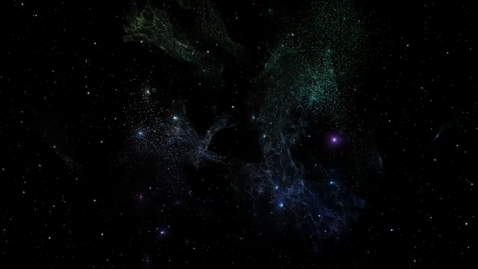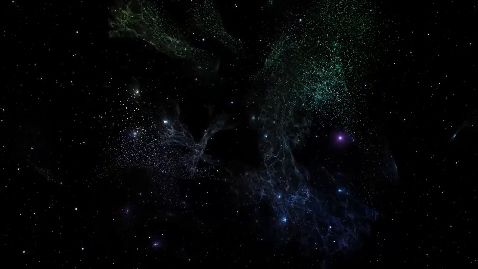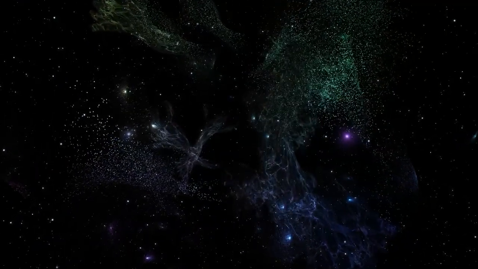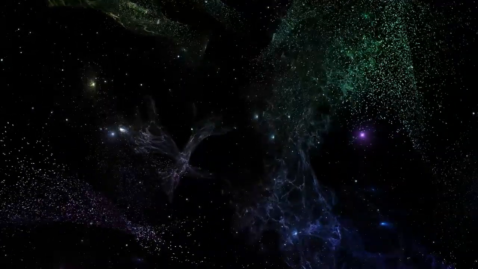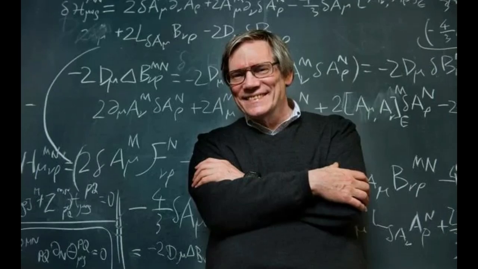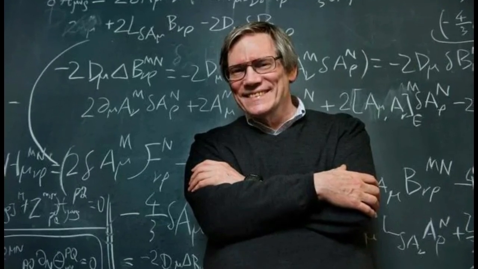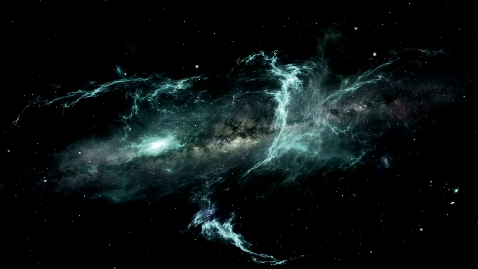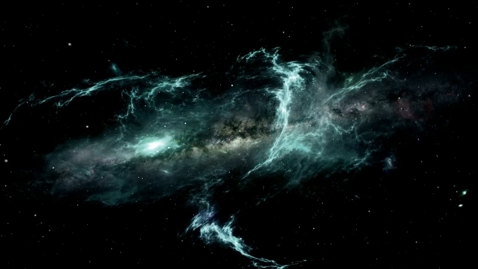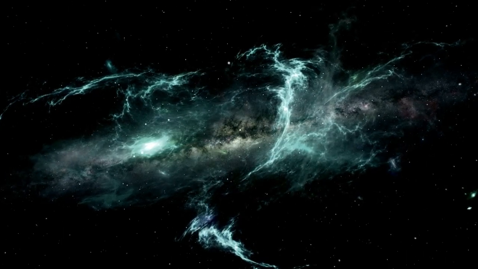One puzzle the Big Bang theory struggled to explain was why the universe looks relatively smooth and uniform on a large scale. The answer came from inflation, a revolutionary theory proposed by physicist Alan Guth in 1980. Inflation posits that, in the first instant of the universe, just a fraction of a second after the Big Bang, space itself expanded exponentially faster than the speed of light.